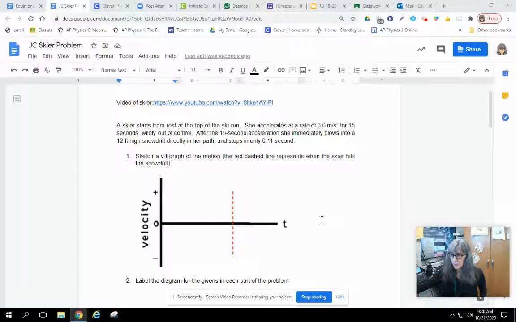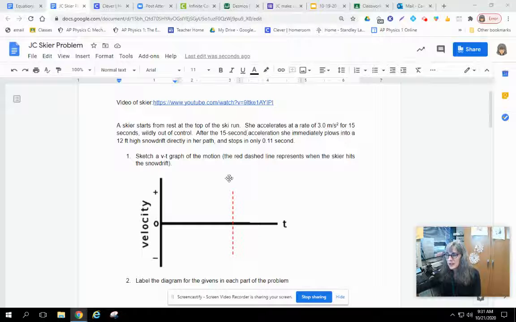All right, the skier problem. We have a skier that's starting from rest at the top of the ski run. She accelerates at a rate of 3 meters per second squared for 15 seconds, wildly out of control. After the 15-second acceleration, she immediately plows into a 12-foot high snowdrift directly in her path. Watch the video if you want to see it. And stops in only 0.11 seconds.